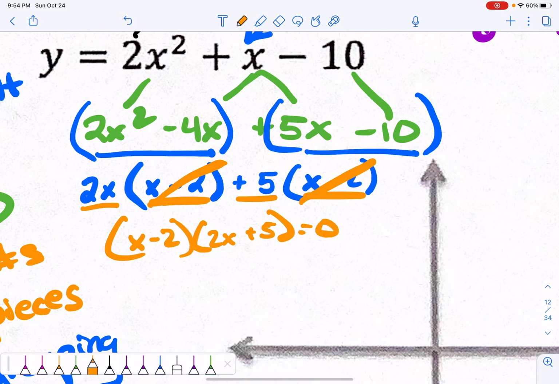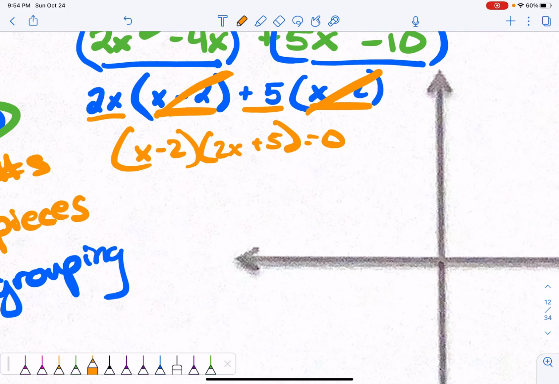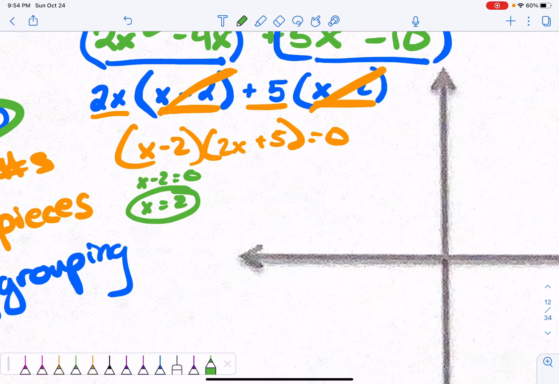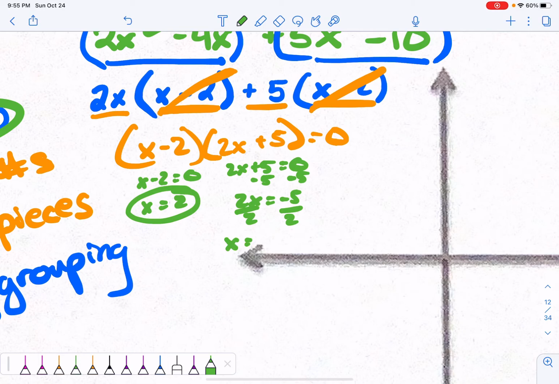Okay, then I'm going to set those guys equal to 0. We're almost done. Set them equal to 0. So if I have x minus 2 equal to 0, x will be equal to positive 2 if I add him over. And if 2x plus 5 equals 0, let's subtract the 5. 2x equals negative 5. Divide by 2, x equals, and negative 5 divided by 2 is negative 2.5.